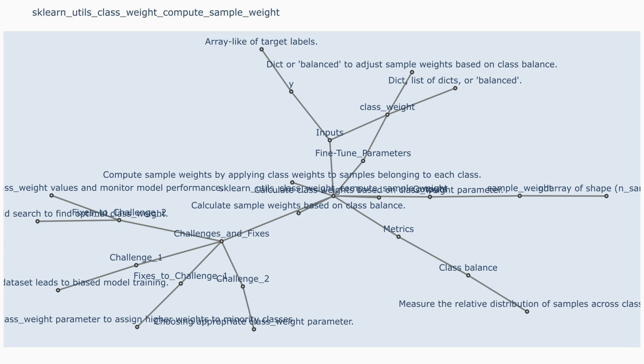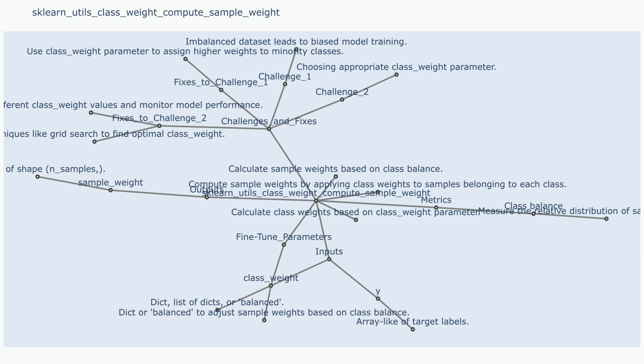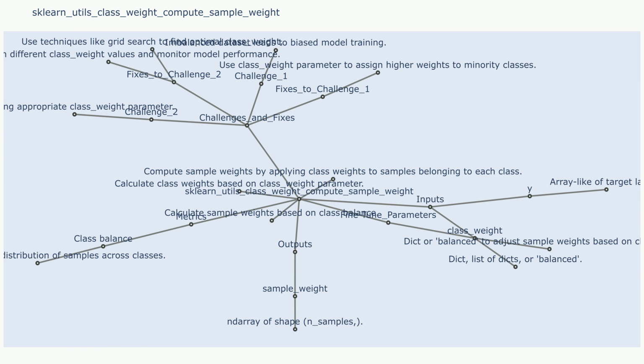sklearn.utils.class_weight.compute_sample_weight. Description. This function calculates sample weights for imbalanced datasets. It helps to address class imbalance by assigning higher weights to samples from underrepresented classes, effectively giving them more influence during model training. Inputs. class_weight: a dictionary with keys representing class labels and values representing their weights.